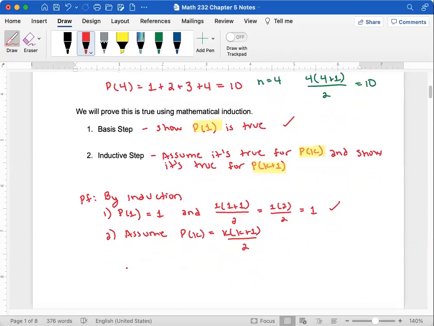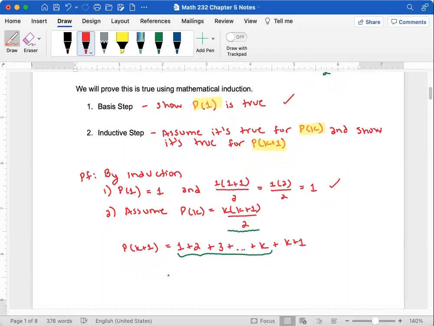Okay, so let's look at P of k plus 1. That means we are adding the first k plus 1 integers. So here's k, and then we're going one more beyond k. We just assumed already that these first k integers use this formula. So I'm going to plug that in for the first k integers. According to my assumption, these should add up to k times k plus 1 divided by 2.